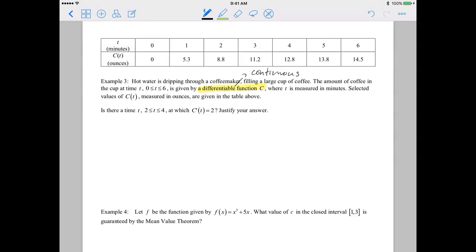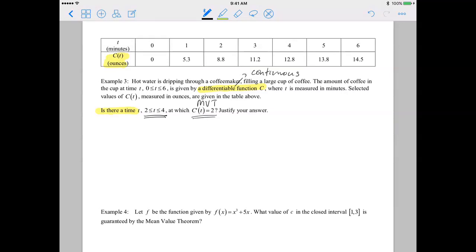Is there a time t? Okay, again, there is that phrase that we talked about before. Is there a time t? Anytime you hear that, you need to think either IVT or MVT. Is there a time t on this interval from 2 to 4 at which c prime of t is equal to 2? Well, notice that in this problem, I'm given c of t, not c prime of t. So anytime the question is asking you to prove something about the derivative, that's when you need to think MVT.